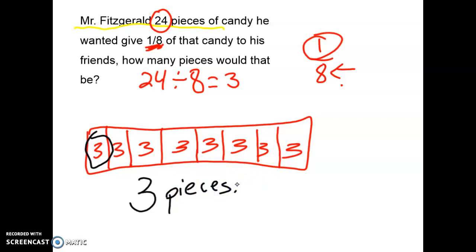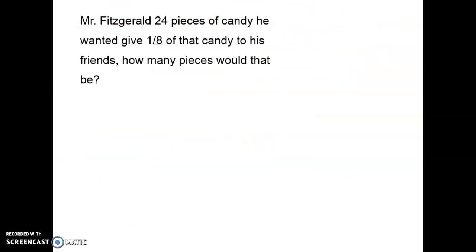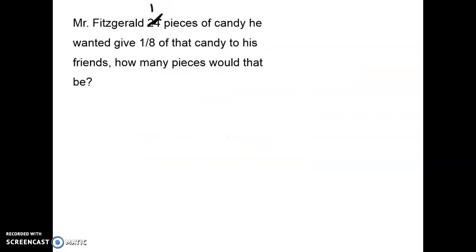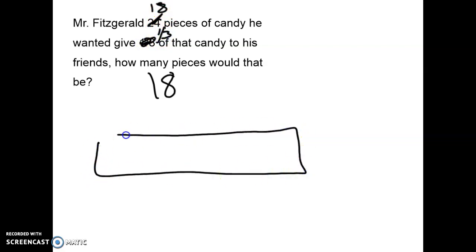We could also do it another way. If instead of using 24, we wanted to say, I don't know, 18. We can look at 18, and we can do it the same exact way. Let's say we want to give away 1/3 of the candy. We can then make our fraction bar, and we look at 1/3.